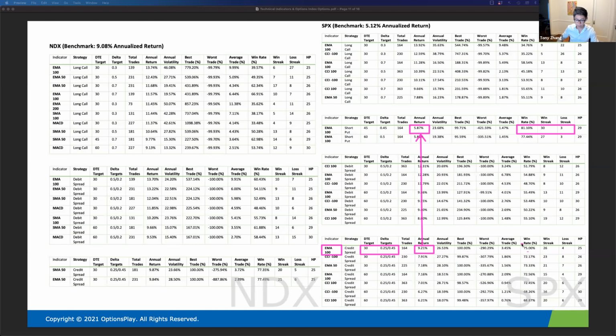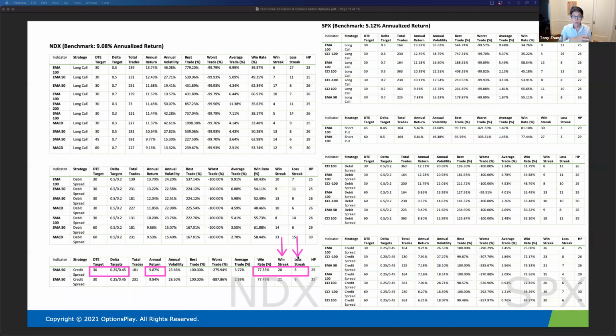And in exchange, you are giving up a little bit on the win rate, but not by a whole lot, right? You reduce your win rate from 81% down to about 75%. But as you can see, your win streak and your losing streak are very similar, and you have this nice bump in performance. And we see the same thing for credit spreads on NDX. Here, we sold the 30-day 25-45 delta credit spread. We had an annualized return of 9.87%, a win rate of 77%, a win streak of 20, and a losing streak of 5.